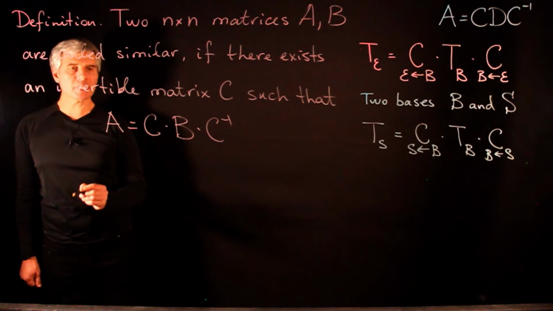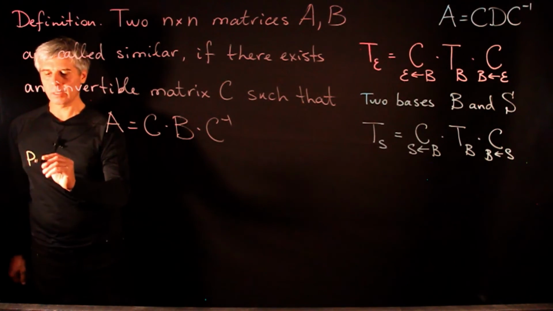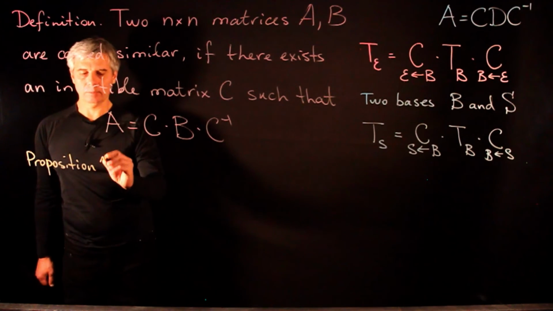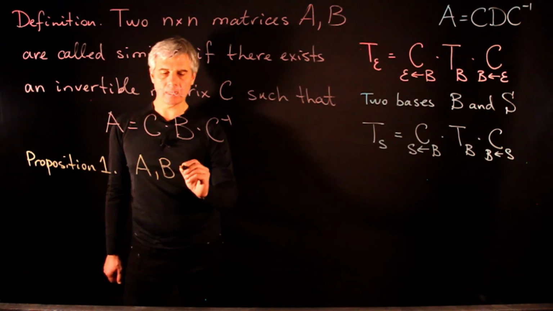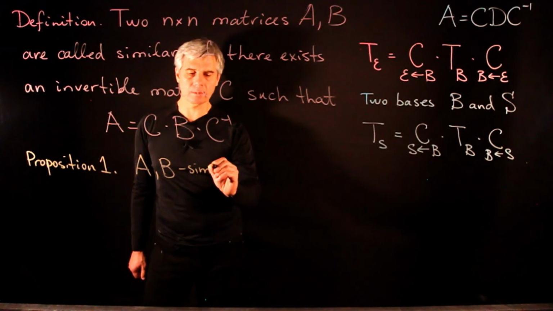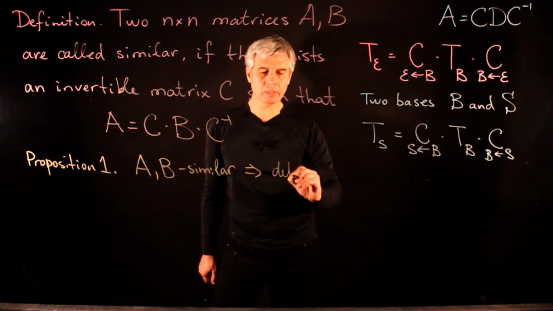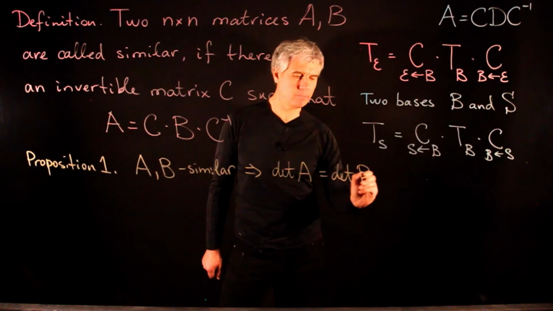Let us give several propositions describing properties of similar matrices. So we have proposition 1. If A and B are similar matrices, then the determinant of A is equal to the determinant of B.